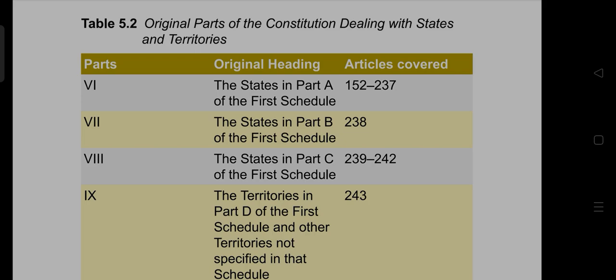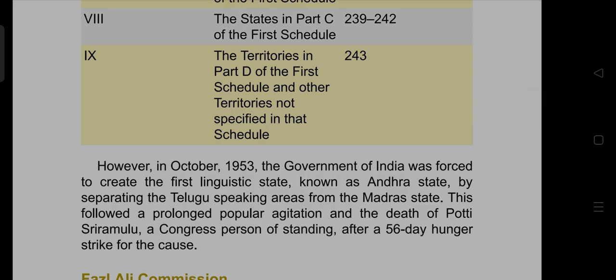The original parts of the Constitution dealing with the states and territories. Part 6, original heading: States in Part A of the First Schedule, Articles 152 to 237. Part 7, the states in Part B of the First Schedule, Article 238. Part 8, the states in Part C of the First Schedule, Articles 239 to 242. Part 9, the territories in Part D of the First Schedule and other territories not specified in that schedule, Article 243.